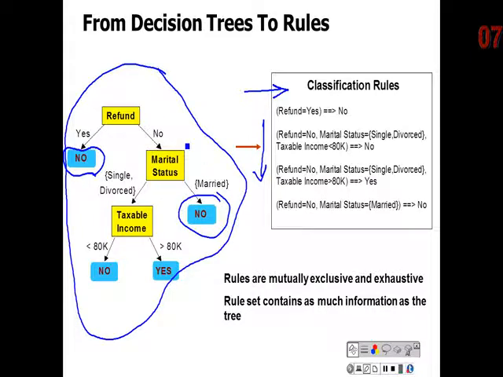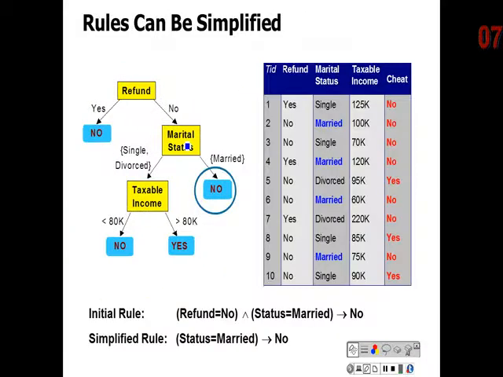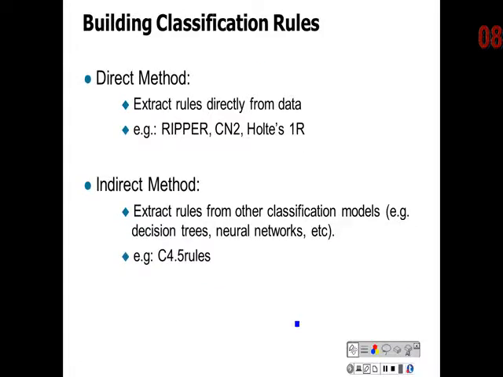But as you can see here, you have two steps. This is the simplified one that we saw, that is not completely covered. And so rules can be simplified. For example, I have the initial rule that refund is no and status is married, so the class is no. However, if I pick only married, I will say it also gives me no. So this is more simplified. I don't really need to consider the other value; it is not important.